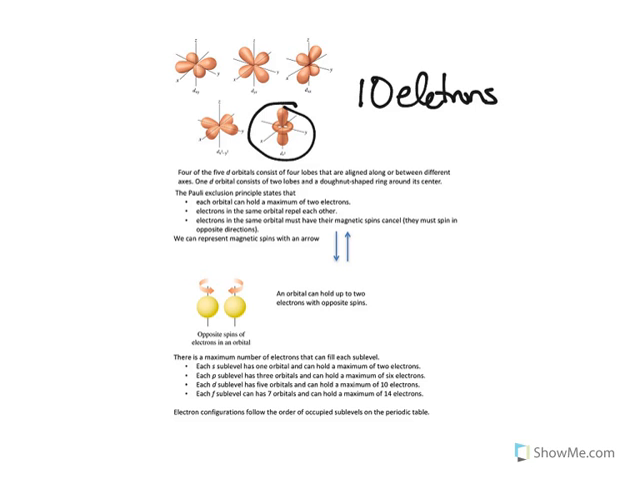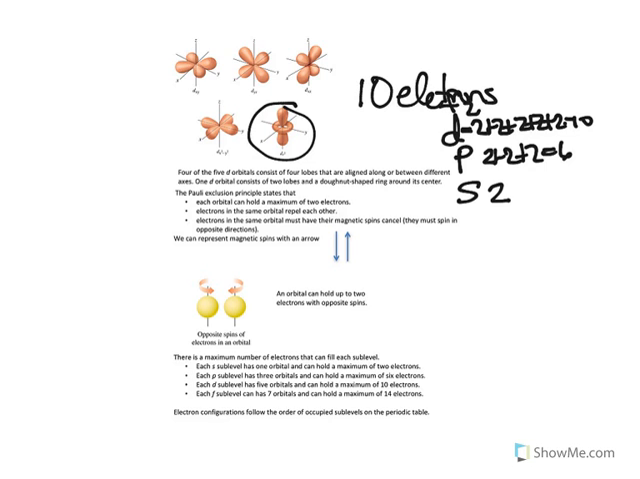The Pauli exclusion principle states that each orbital can hold a maximum of 2 electrons. Therefore, an s can hold 2. Each p can hold 2. There are 3 p's, therefore you can have 6. Each d can hold 2, and there are 5 d's, so each d sublevel can hold 10. And f's, there are 7 f's. Each f can hold 2. Right? So 2 times 7 is 14.